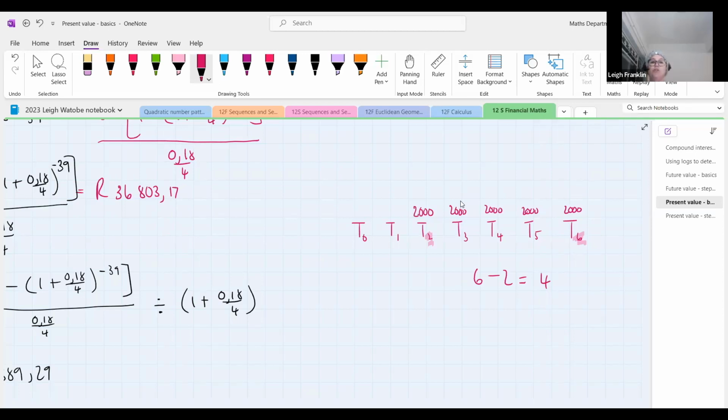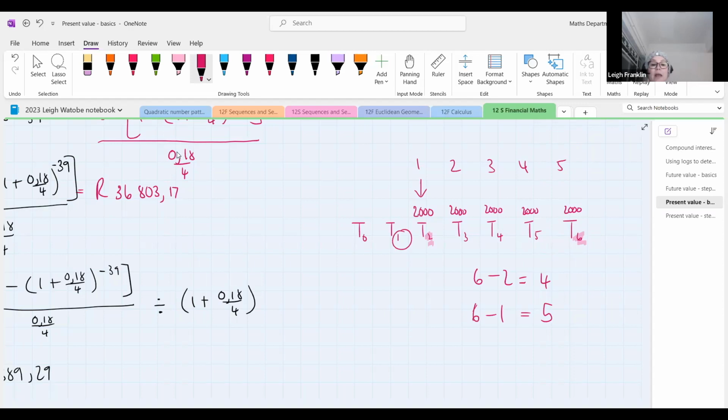Because you can count them now, can't you? You couldn't count them before because there were so many of them. But if you count the number of payments now, it's not true. They're not 4 payments. I can't say 6 minus 2 because there was a payment made at T2. So actually, if I want to work out the number of payments that have been made, I'm not subtracting 2, I'm actually subtracting 1. 6 minus 1 would leave me with 5 payments. That's the idea.